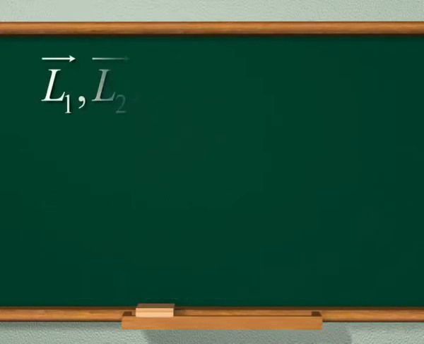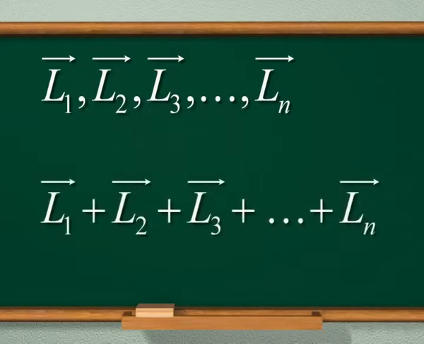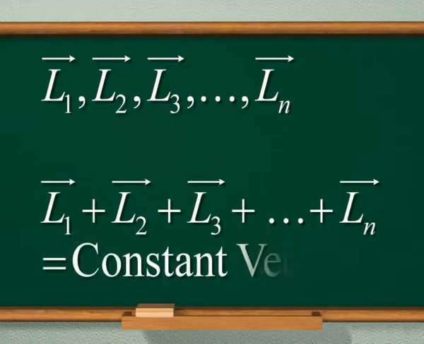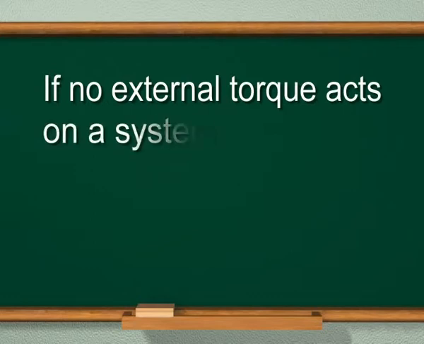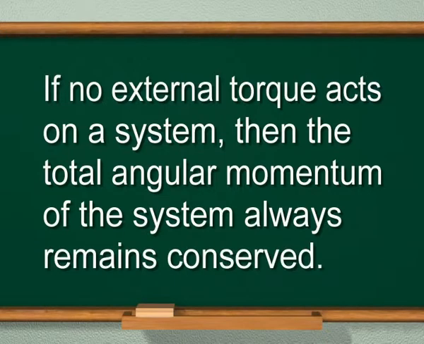Now, if vector L1, vector L2, vector L3 and so on up to vector Ln are angular momenta of the different particles of the system about the axis of rotation, then vector L1 plus vector L2 plus vector L3 and so on plus vector Ln is equal to constant vector. This is the mathematical form of the law of conservation of angular momentum, which states that if no external torque acts on a system, then the total angular momentum of the system always remains conserved.